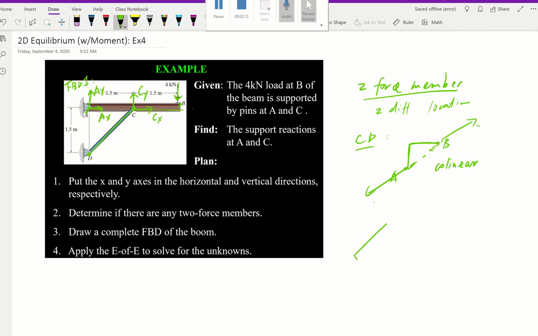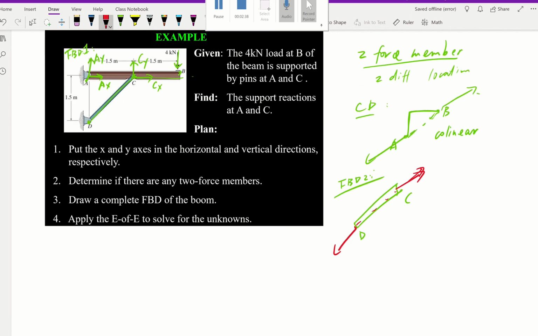Now let's think about the CD member. If I were just looking at the CD member itself, I'm drawing FBD number 2. Just look at CD out. I isolated it out. If I assume it's a two force member, the forces have to be along the line connecting C and D, those two forces, right? So knowing that, it's going to help us draw this FBD number 3.